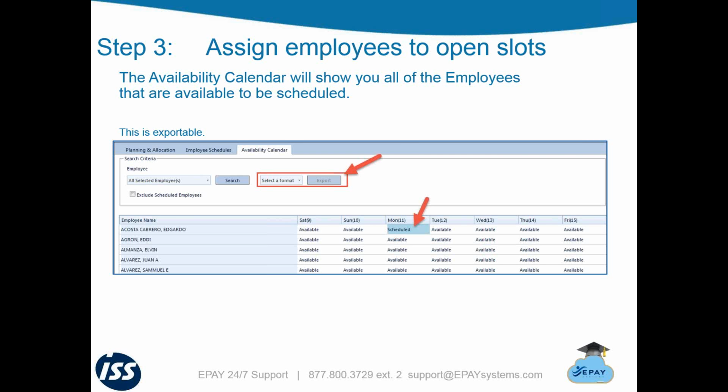Step 3 is just a step where you go in now and have the opportunity to assign an employee to one of those shift slots or schedule slots that we created a little while ago. Once again, step 3 is an optional step. ISS is not requiring you to do this. It's just an added benefit if you want to take advantage of some of the other functionality that's in the system.